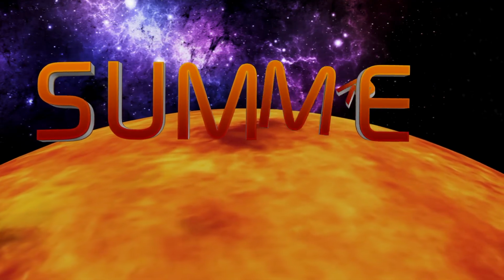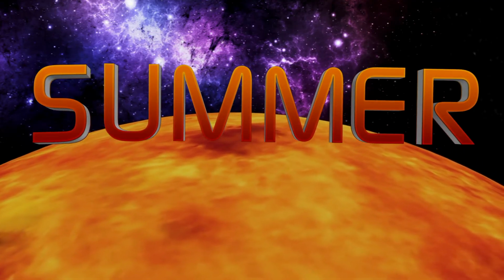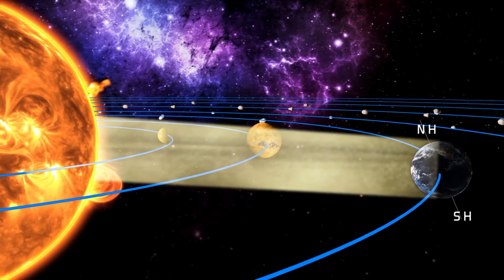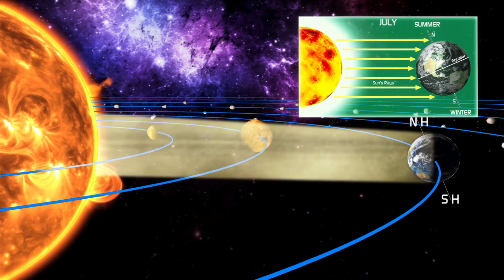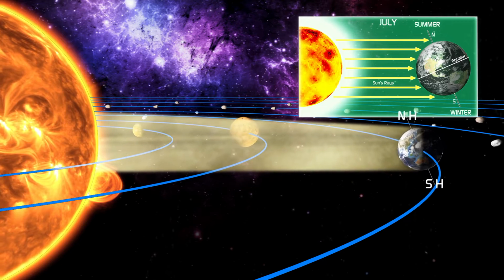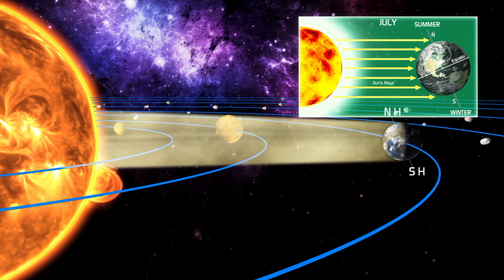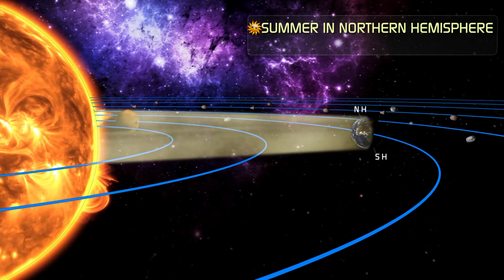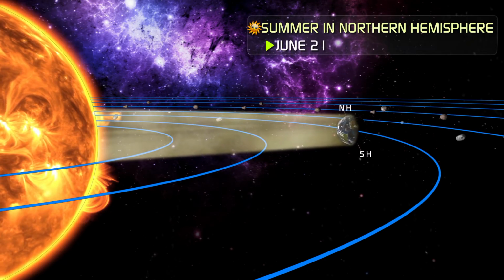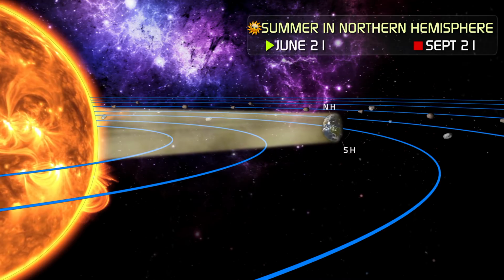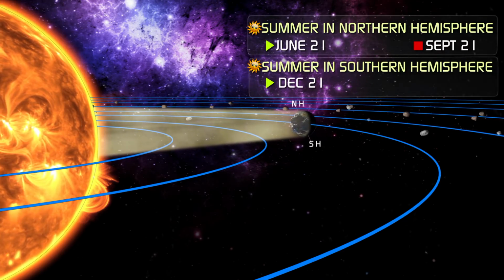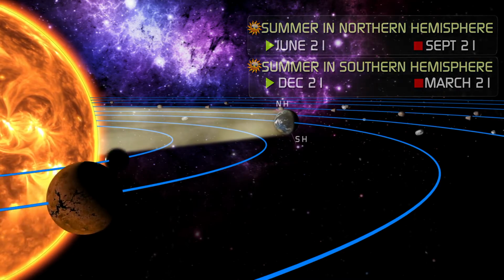Summertime means sunshine. It is when the Earth is tilted toward the Sun. Look at how the Sun shines directly on the northern hemisphere in July and on the southern hemisphere in April. Summer in the northern hemisphere starts on June 21st and ends on September 21st. Summer in the southern hemisphere starts on December 21st and ends on March 21st.